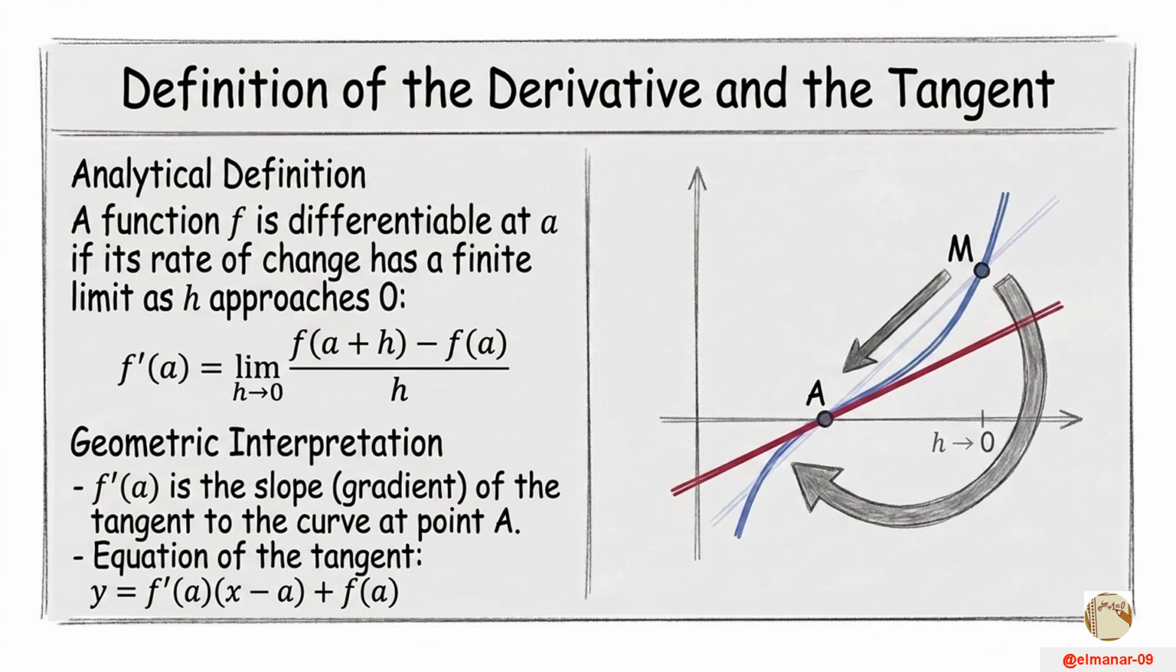Look at the graph. As m slides along the curve toward a, meaning h goes to 0, the secant line between them pivots and perfectly aligns with the tangent at a. It's a beautiful transformation.